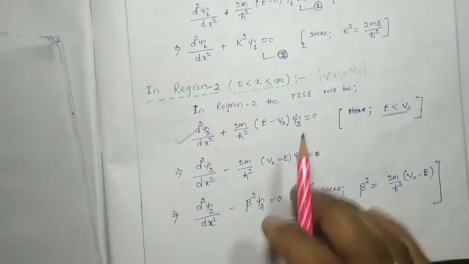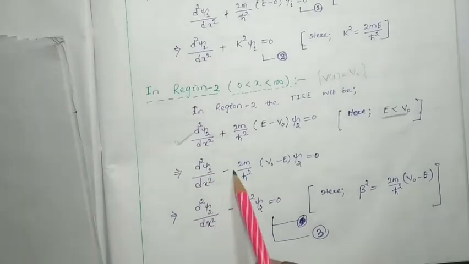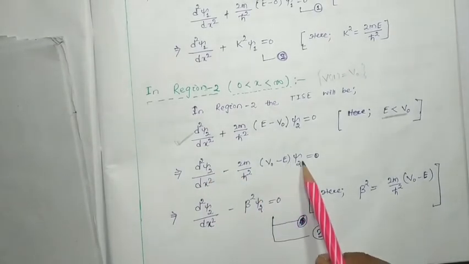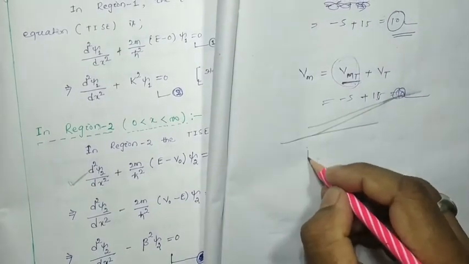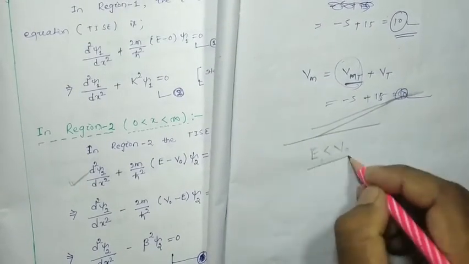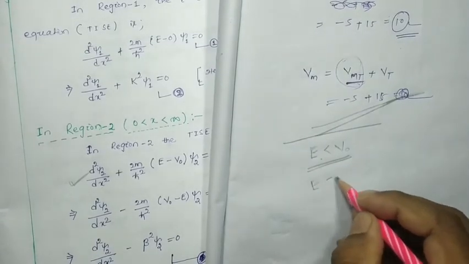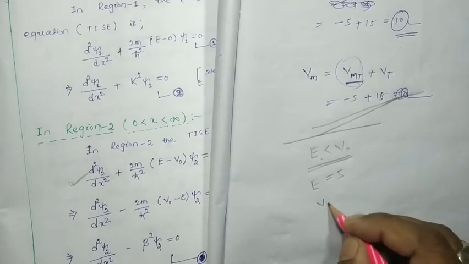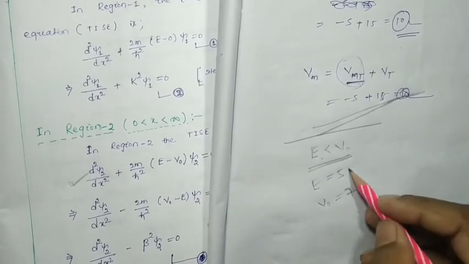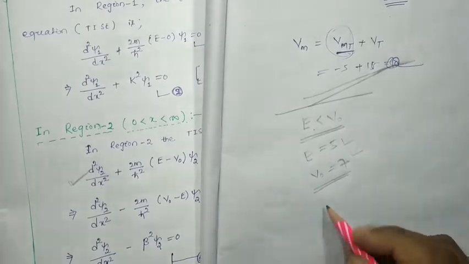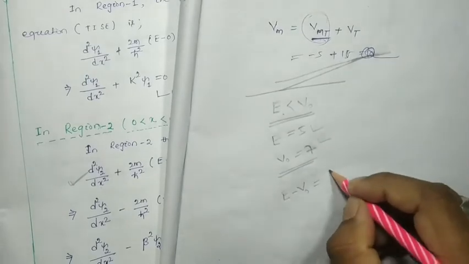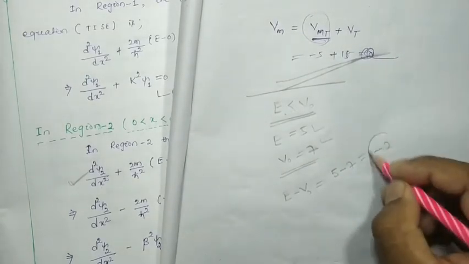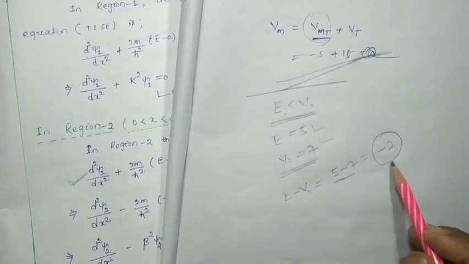So only for that it will be d square psi 2 by dx square minus 2m by h cross square (V0 minus E) psi 2 equal to 0. How it is, I am going to show you. See, suppose here it is given that E is less than V0. Let E equal to 5 and V0 equal to 7. So now if I write E minus V0, that will be 5 minus 7 and the answer will be minus 2, right?